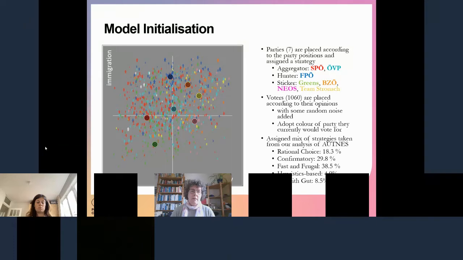The voters, we are looking at 1,060 voters from the survey. They are placed according to their opinions with some random noise added, so they are spread out a bit more, and they adopt the color of the party they would currently vote for. We also assign them a mix of strategies. We did an analysis of the survey data and came up with this strategy mix, where not quite 20% have rational choice, and most people are either confirmatory or use the fast and frugal strategy, and a small number is heuristics based or goes with their gut.